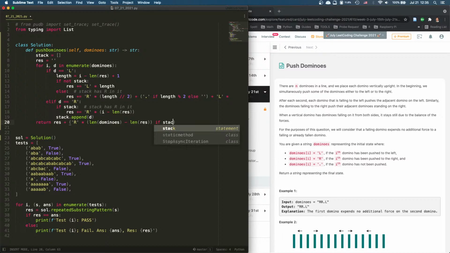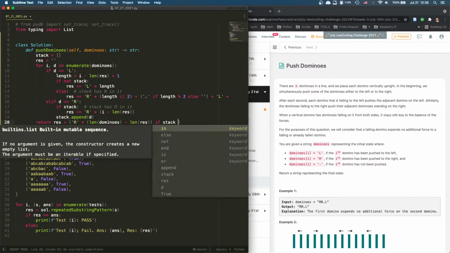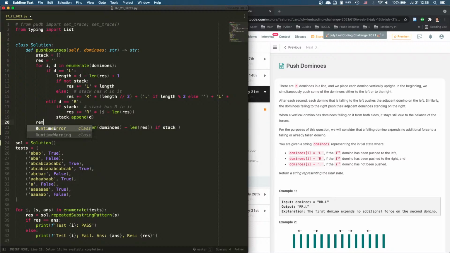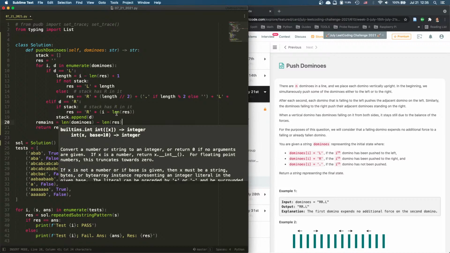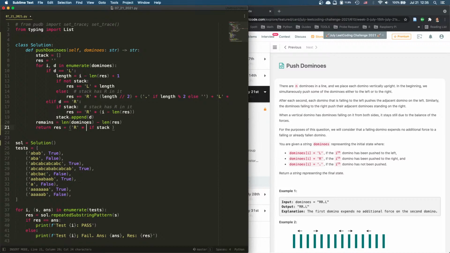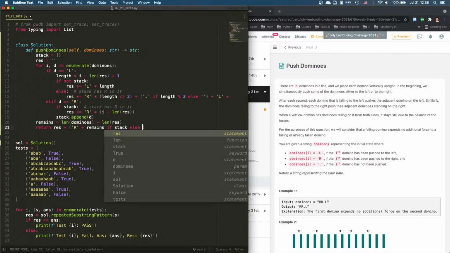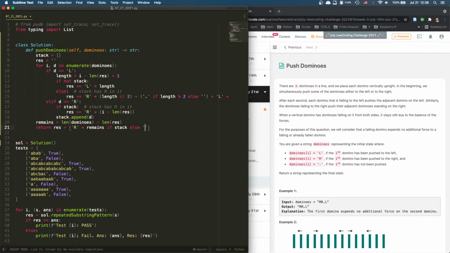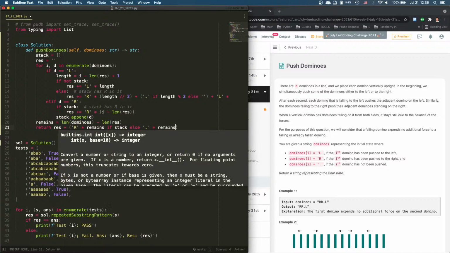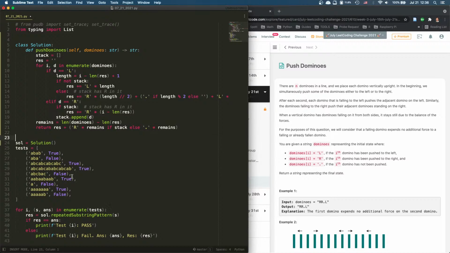If stack, let's do this: remains equals this minus this, right, that's the remains, and we say res plus this times remains. If stack, else if there's no stack, then the remaining will all be this. Okay? Alright, now let's try.